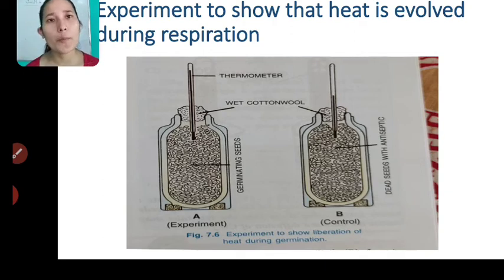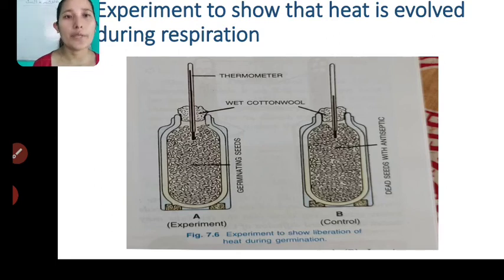Why are you using a thermometer? Because if there is any heat produced, the thermometer would indicate that. Now you keep this setup for a day. After a day, what you would see is, in experiment A, where you had placed a germinating seed, there was a rise in the level of mercury in the thermometer.